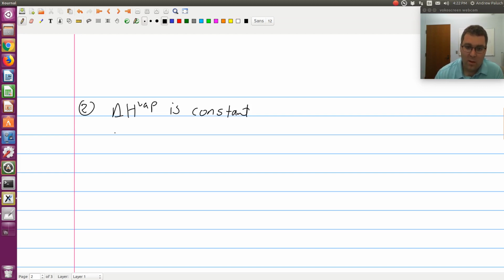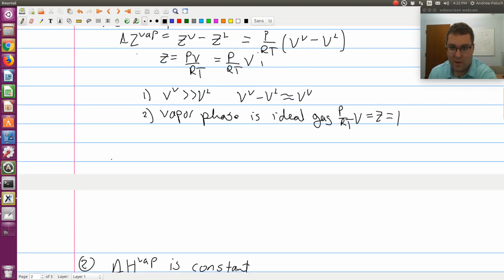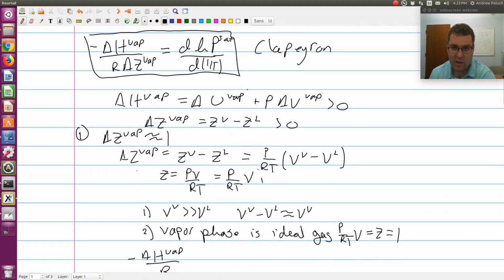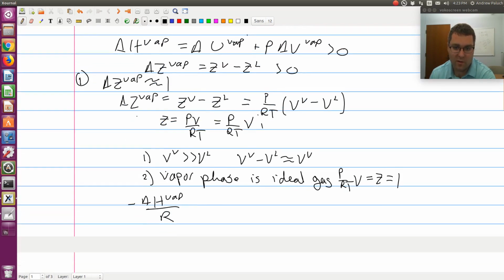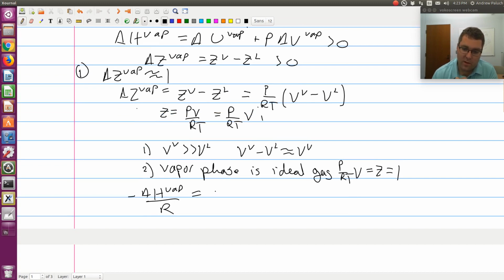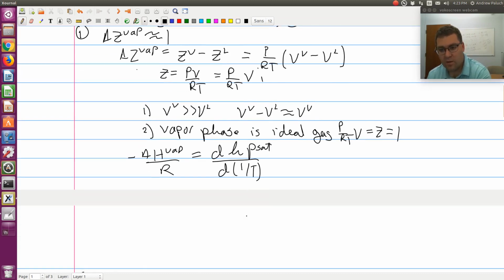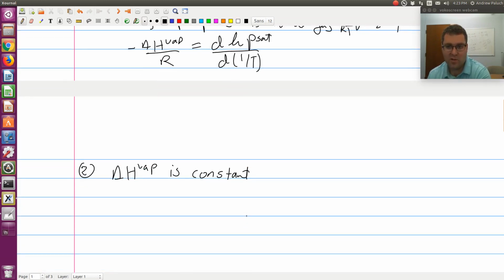Okay, but in doing so, if we start with just assumption 1, that gets me now to negative delta H of vaporization over R, delta Z. Delta Z now is 1. So this is equal to the differential of log PSAT with respect to inverse T. If I assume that vapor pressure is constant, it doesn't change this at all.